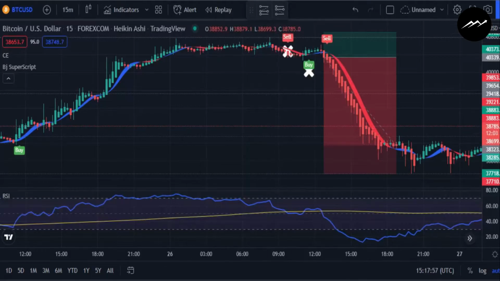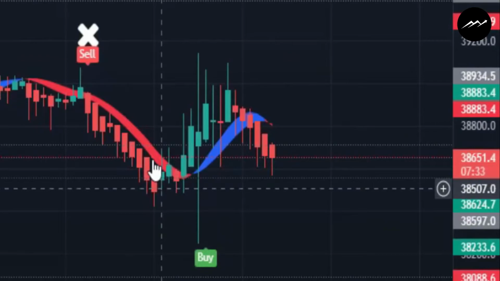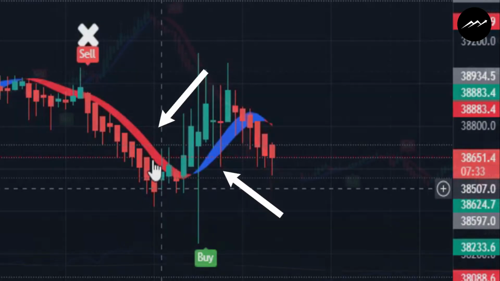Well, now let's test the strategy completely using all three indicators. The first condition to enter the trade was to show the sell signal or buy signal by the first indicator on the chart. The second condition for entering the trade was to change the color of the second indicator. To enter the sell trade, the color of the indicator had to be changed from blue to red, and to enter the buy trade, the color of the indicator had to be changed from red to blue.